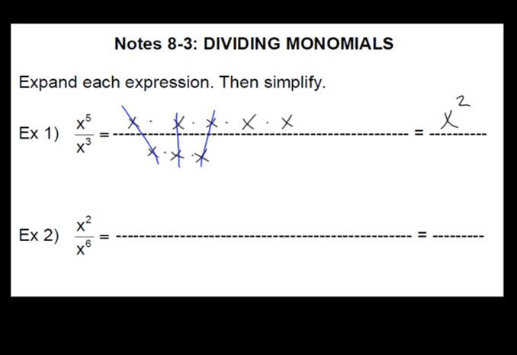Looking at example 2, going through and doing our expanded method again, we're going to do x times x on the top. On the bottom, 1, 2, 3, 4, 5, 6 of those bad boys. We can cancel these out here. So on the bottom, I have x to the fourth. But since this is a fraction, it is okay to leave the denominator empty, but I cannot leave my numerator empty, so I have to put a 1 on top.